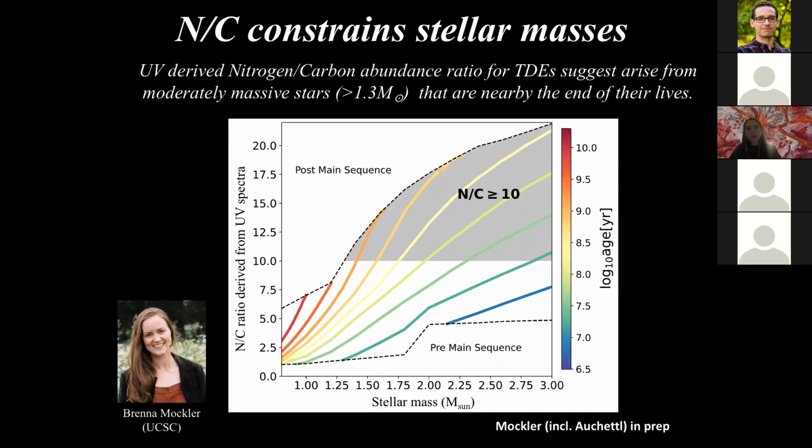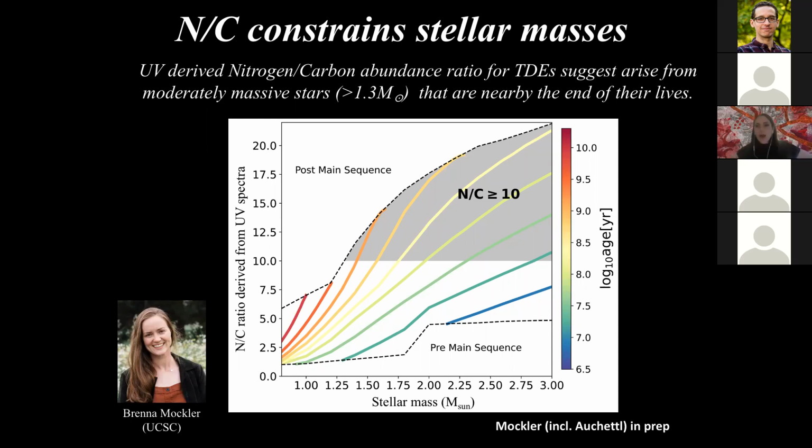And so from this analysis, what Brenna finds is that the minimum stellar mass that can produce such an enhanced nitrogen to carbon ratio is 1.3 solar masses, right? So that's the minimum mass that you actually need. So it's slightly higher than what we usually assume.